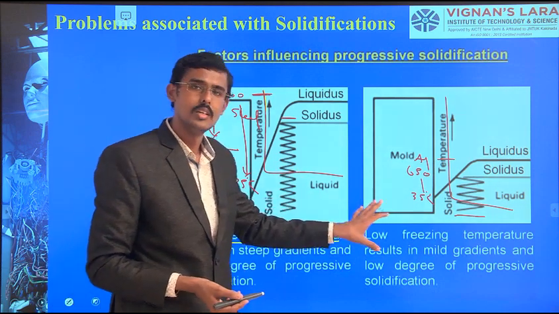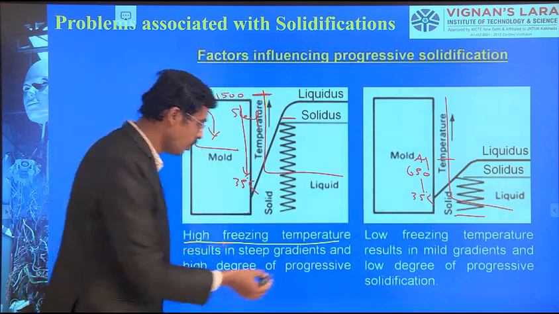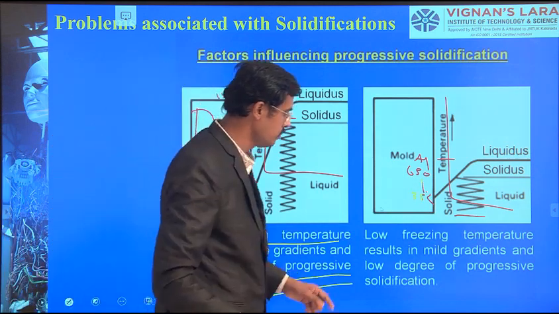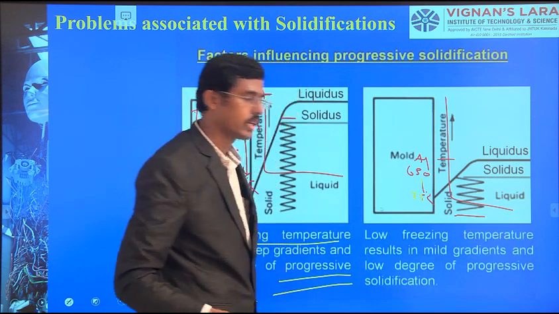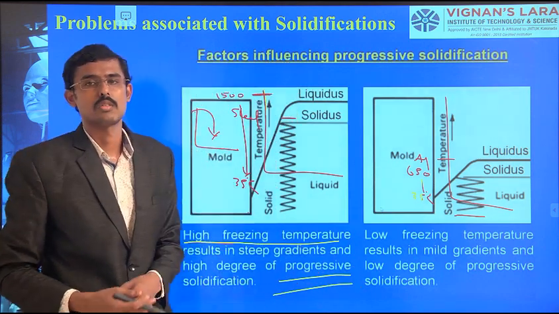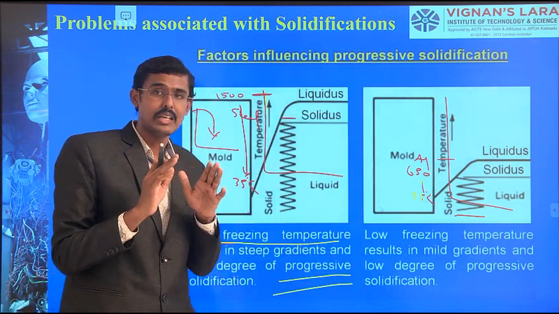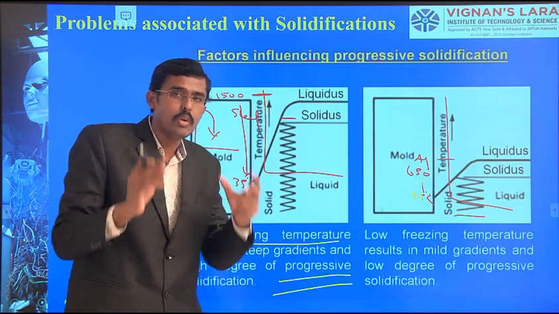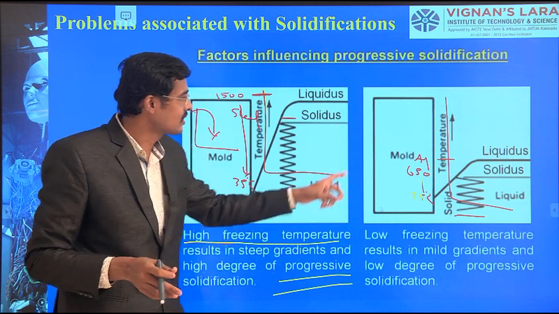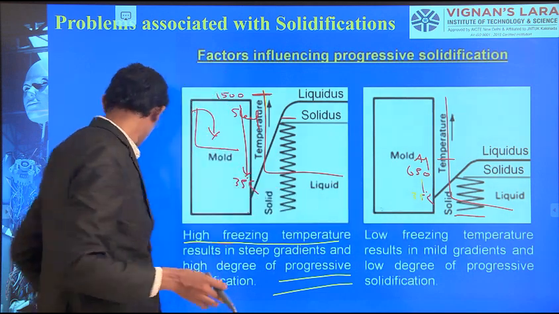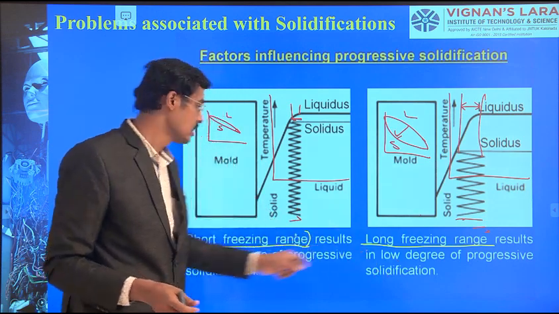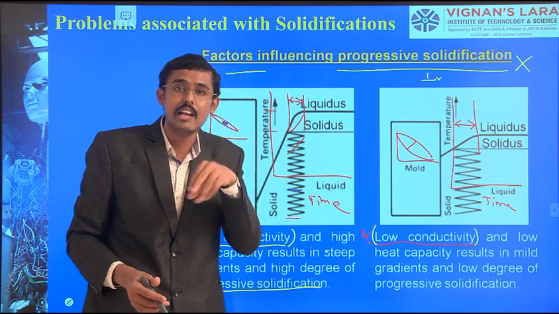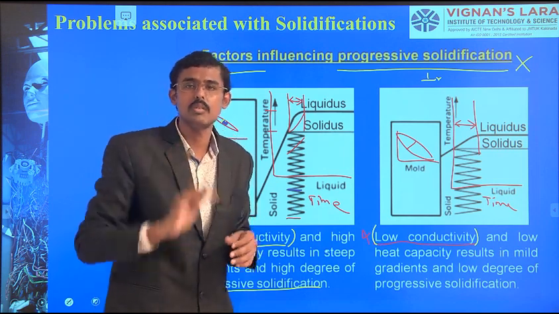So this is why high freezing belongs to progressive, and low freezing belongs to the non-progressive case of the solidification process. Both happen, we understand clearly, but if directional solidification should be there, how do we select? We have to select the low freezing point, the long freezing ranges, and the low conductive materials. These are the three points which will help to avoid the progressive solidification process.